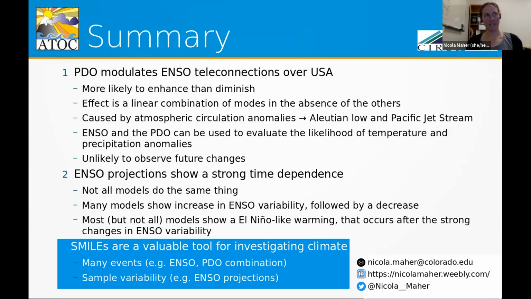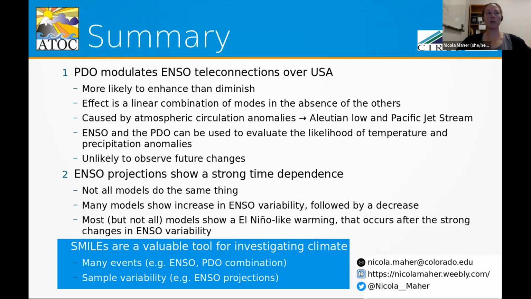Okay, so to summarize, I first looked at ENSO teleconnections over North America and found that the PDO does modulate ENSO teleconnections, that it's more likely to enhance than diminish them, and this tended to be caused by changes in the Aleutian Low and the Pacific jet stream. When looking at ENSO projections itself, there was a strong time dependence and definitely differences between the models, but perhaps this interesting behavior where ENSO increases, the mean state shows an El Nino-like warming, and then ENSO variability tends to decrease, may bring together some of the previous literature.